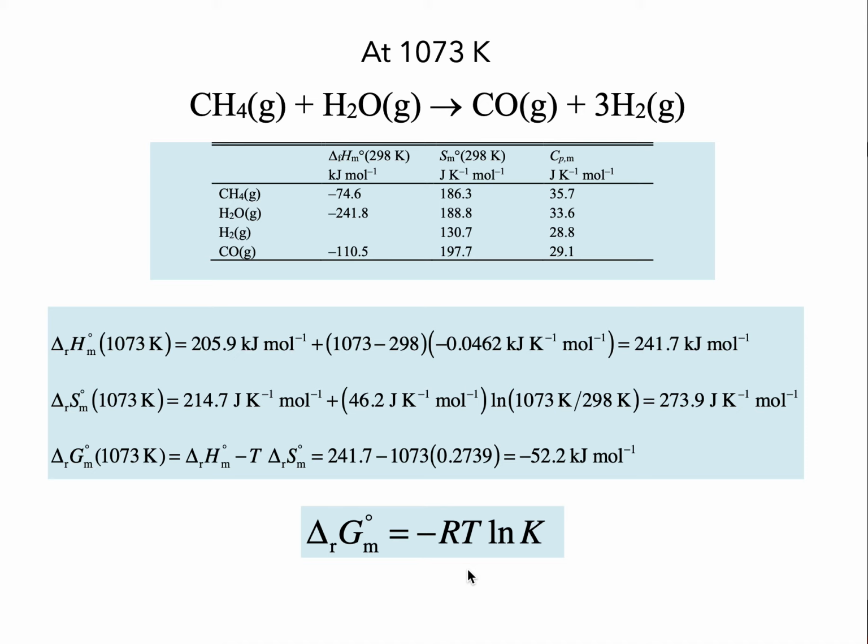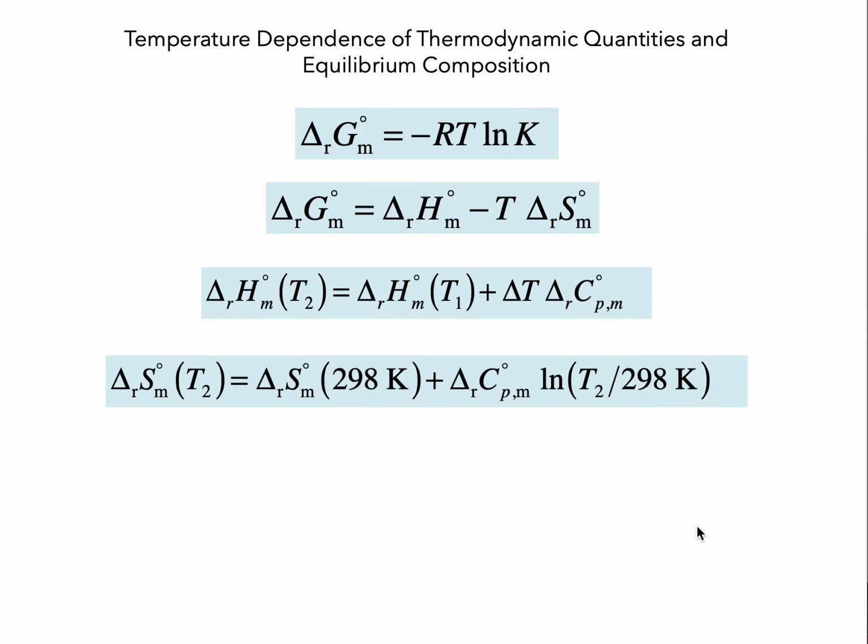We can relate this all back. Now that we have the values of delta G, we can calculate the value of ln K as well. Summarizing, the temperature dependence of thermodynamic quantities and the equilibrium composition can be obtained by using these important and compact equations.